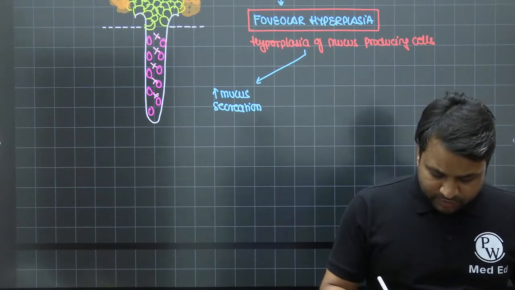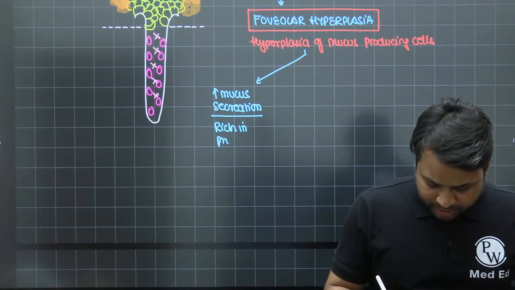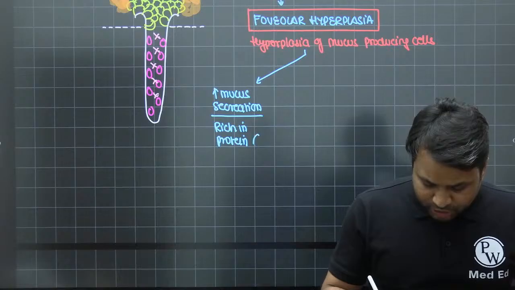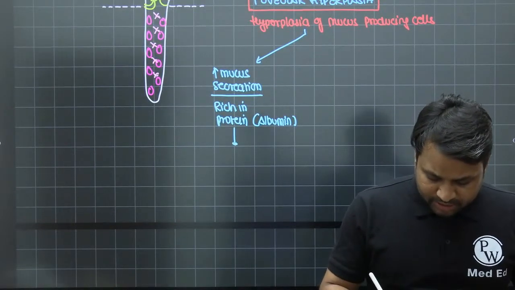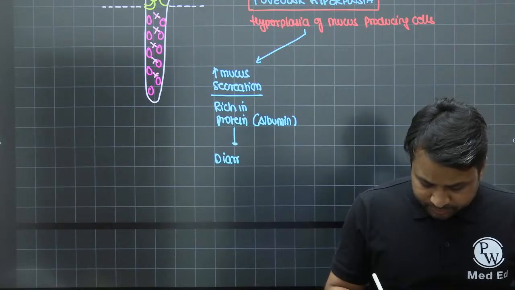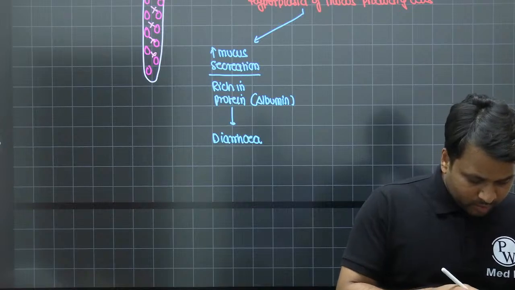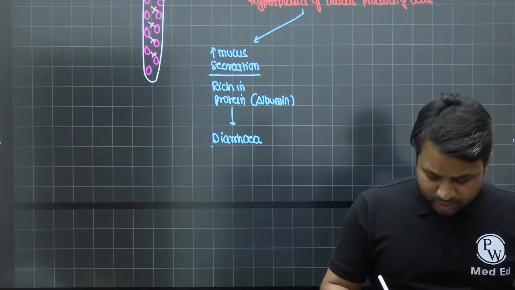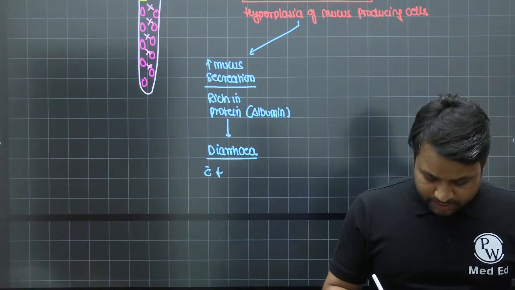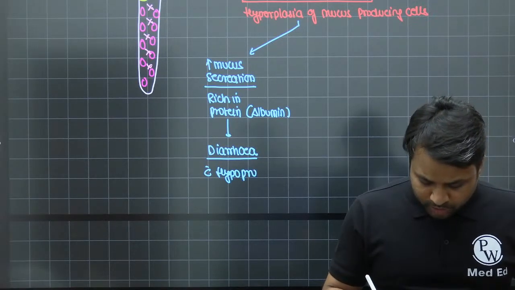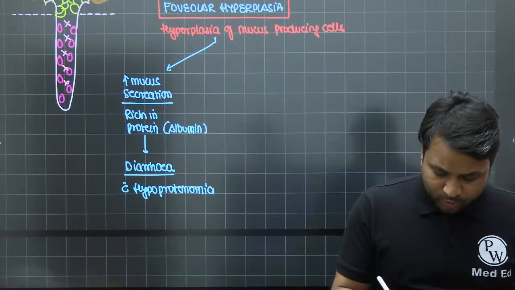Now, this mucus will be rich in protein, especially albumin. Because of excessive secretion, there will be excessive loss, and this will result in diarrhea. And this diarrhea will be protein losing diarrhea. So, hence, it is going to be a protein losing enteropathy as well, or I can say it is going to cause hypoproteinemia, right? So, diarrhea associated with hypoproteinemia.